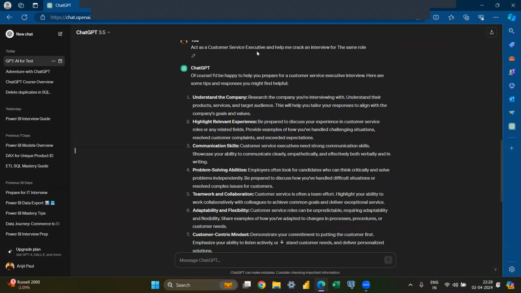And here we are using this tool to understand what we can do and how it is helping us. It says it will help you prepare for a customer service executive interview, starting with understanding the company. It tells us to research the company you're interviewing with. You can go through LinkedIn, Google, or Glassdoor. There are certain portals we can use to understand the company we will be applying to.